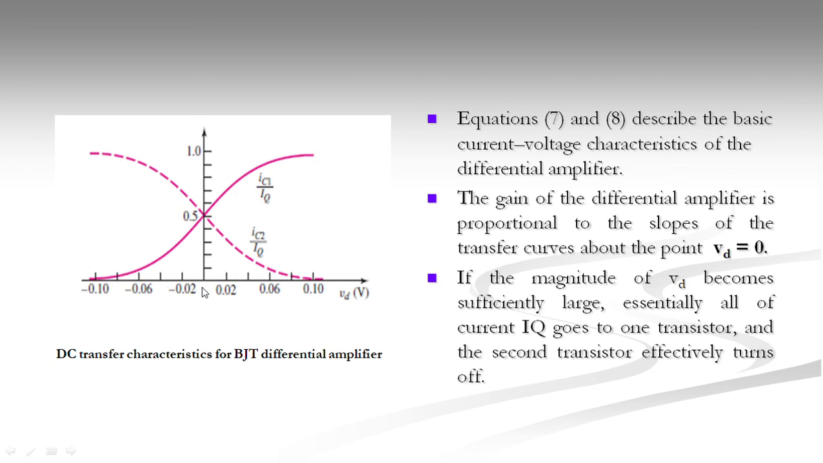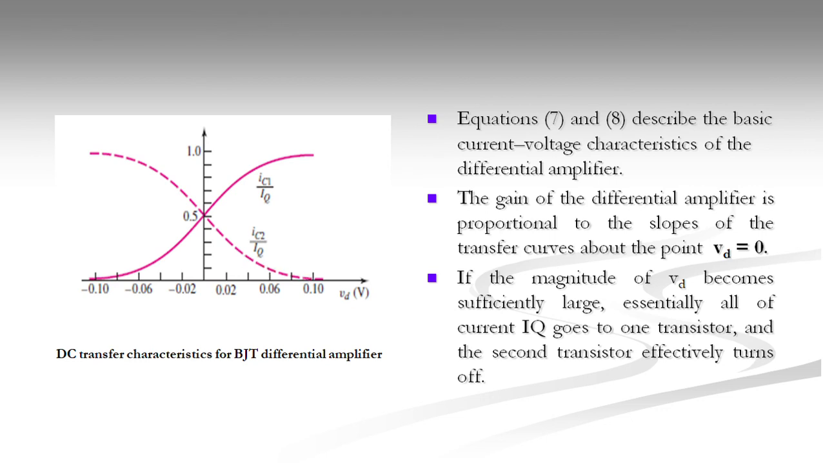And one more thing is that if the magnitude of my Vd keeps on increasing or becomes sufficiently larger, then from the transfer characteristic curve it is clear that all the current IQ will go to one transistor. That is, one of my transistors is going to be in operating condition and the other transistor is going to be turned off. So if the magnitude of my VD increases, I get a maximum value of IC1, whereas IC2 is equal to zero. That is, my transistor Q1 is going to be operated and my transistor Q2 is going to be in an off condition.